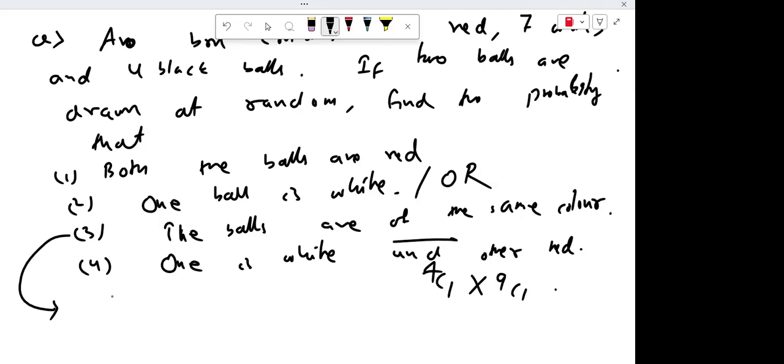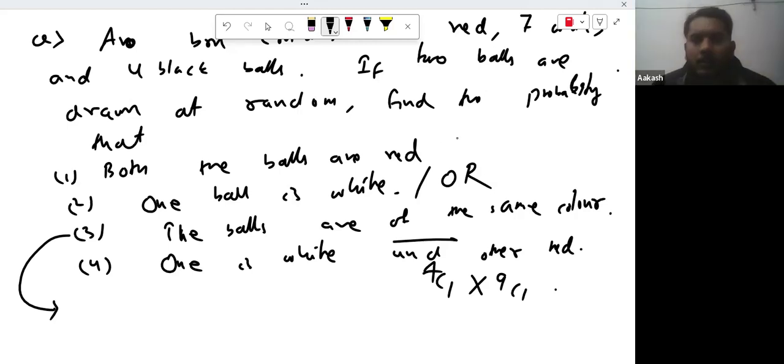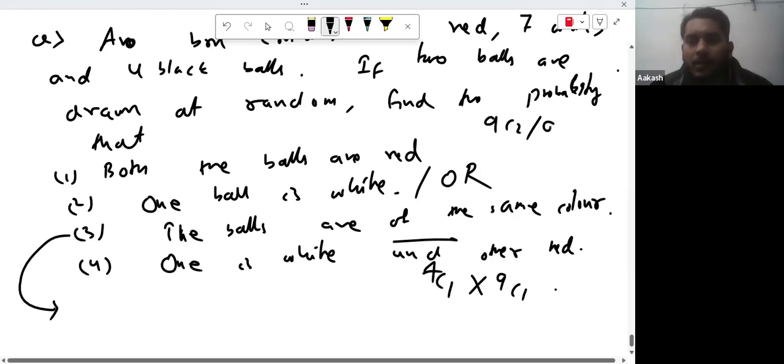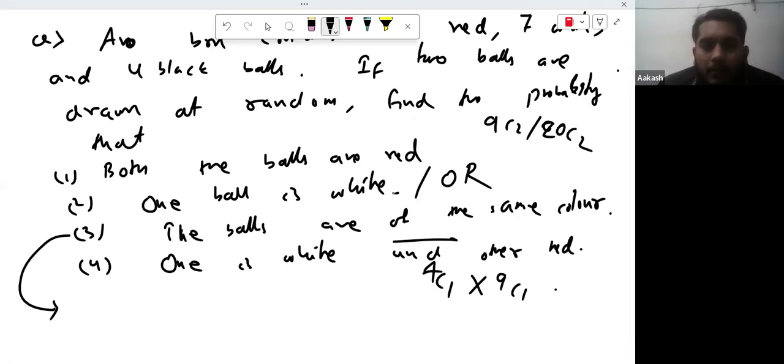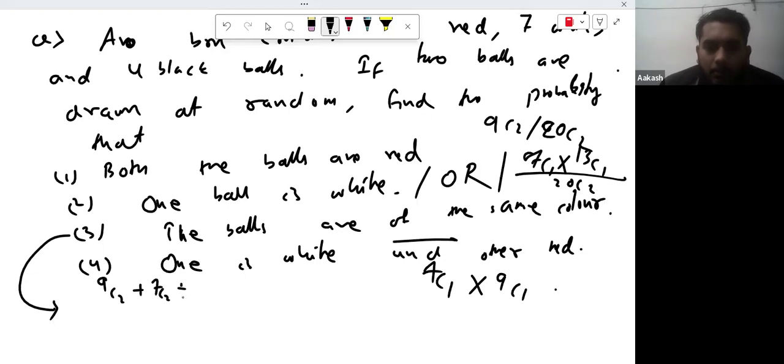The first one will be 9 by 20, right, sir? Actually, I do not have the answer for this. We can see 9C2 by 20C2. Okay. Yes, sir. One ball is white, so 7C1 times 13C1 by 20C2. Balls are of the same color, 9C2 plus 7C2 plus 4C2.